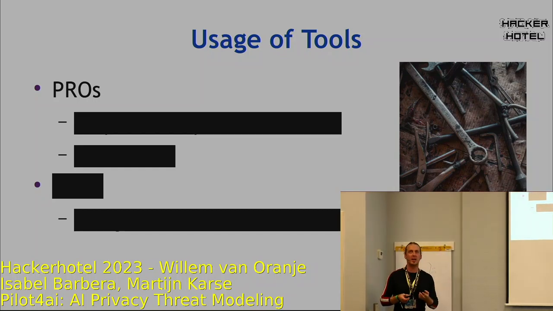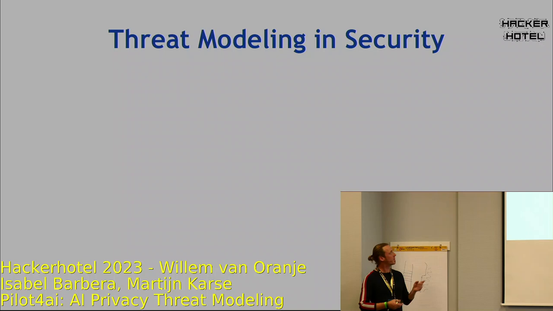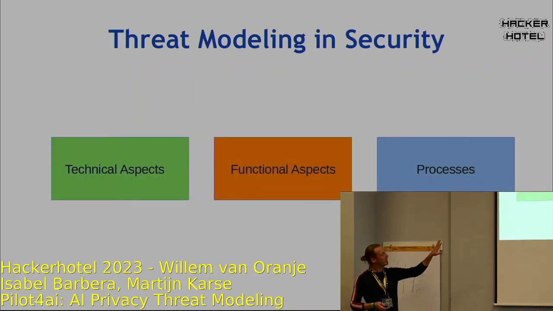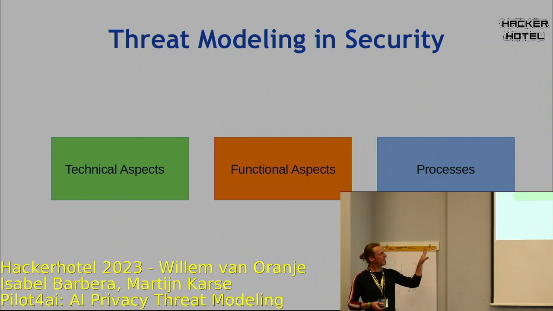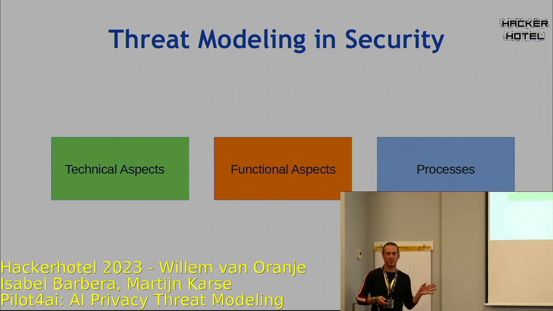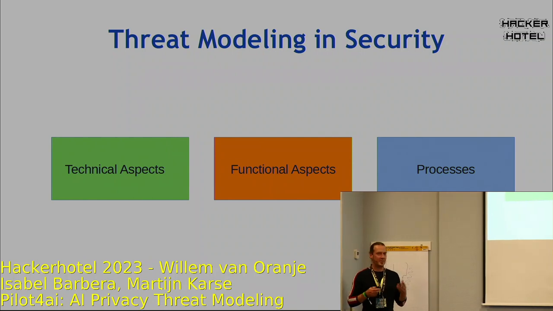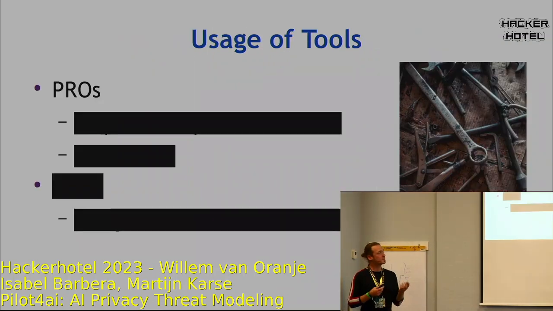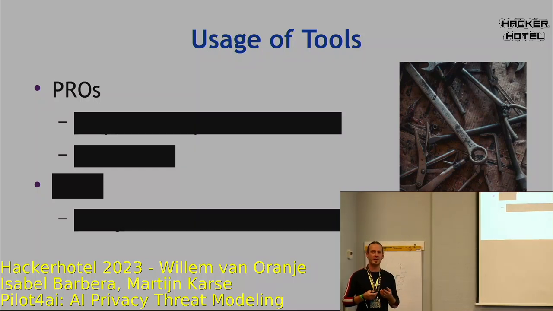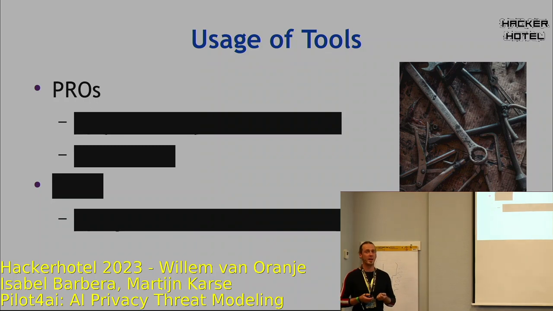When you think about tools, we'll go back to the previous slide. Tools are usually really good at the technical aspects. They are less good at the functional aspects, and they are not good at all at the processes. But having that into account, they have some benefits. Teams that are not so experienced in threat modeling, they really help out there. It's also really good for automation.